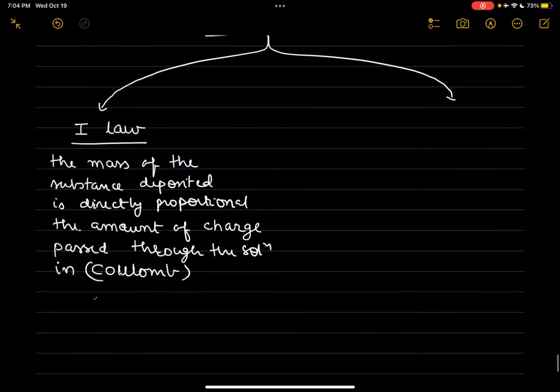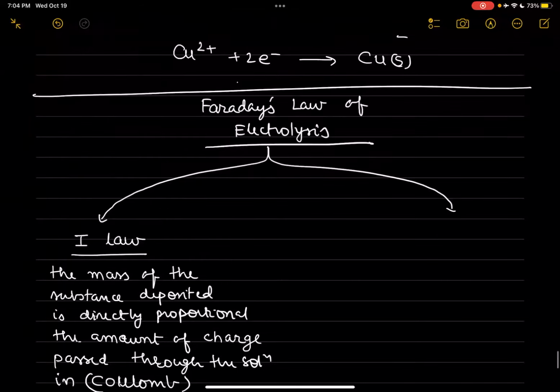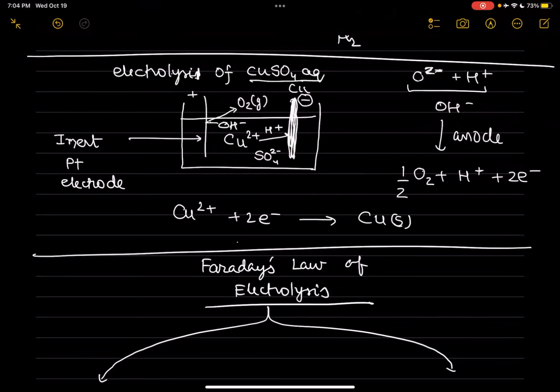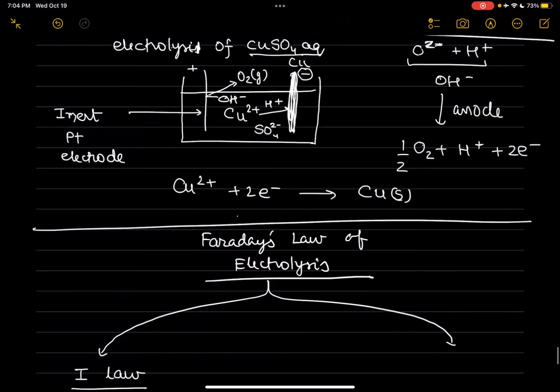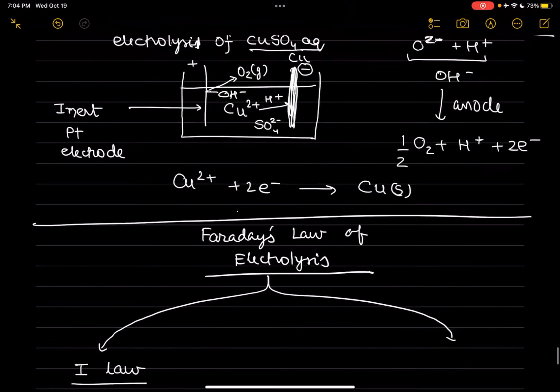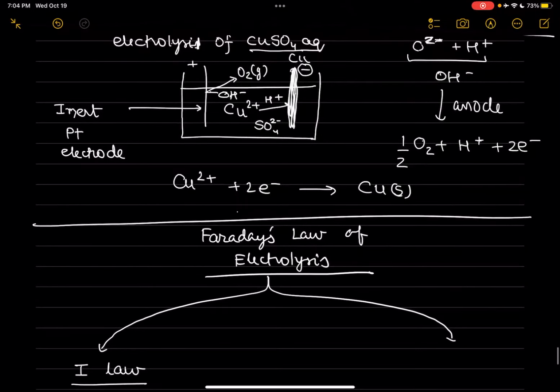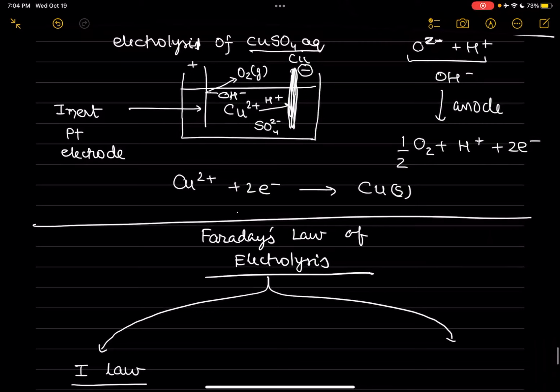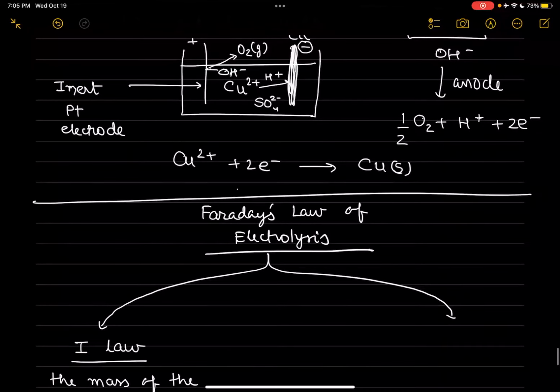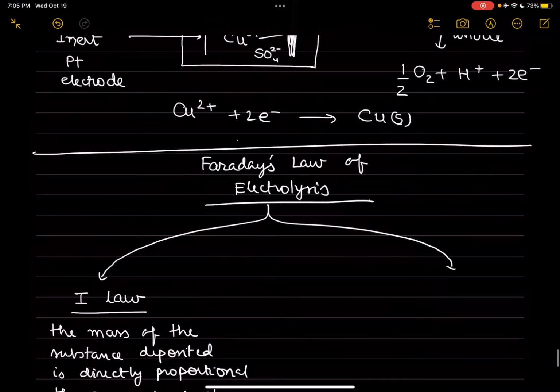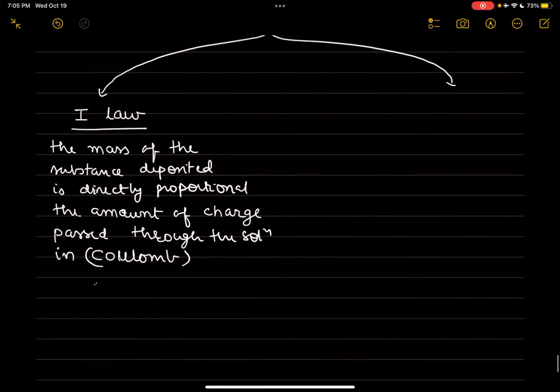It's very straightforward. If you forget, just remember how much mass of the substance is going to form during electrolysis. For example, how much copper is going to get deposited? It is the amount of charge passed. The amount of copper deposited is directly proportional to it. If you pass more charge, more copper will get deposited. So W is the mass of substance in grams, and it is directly proportional to Q.